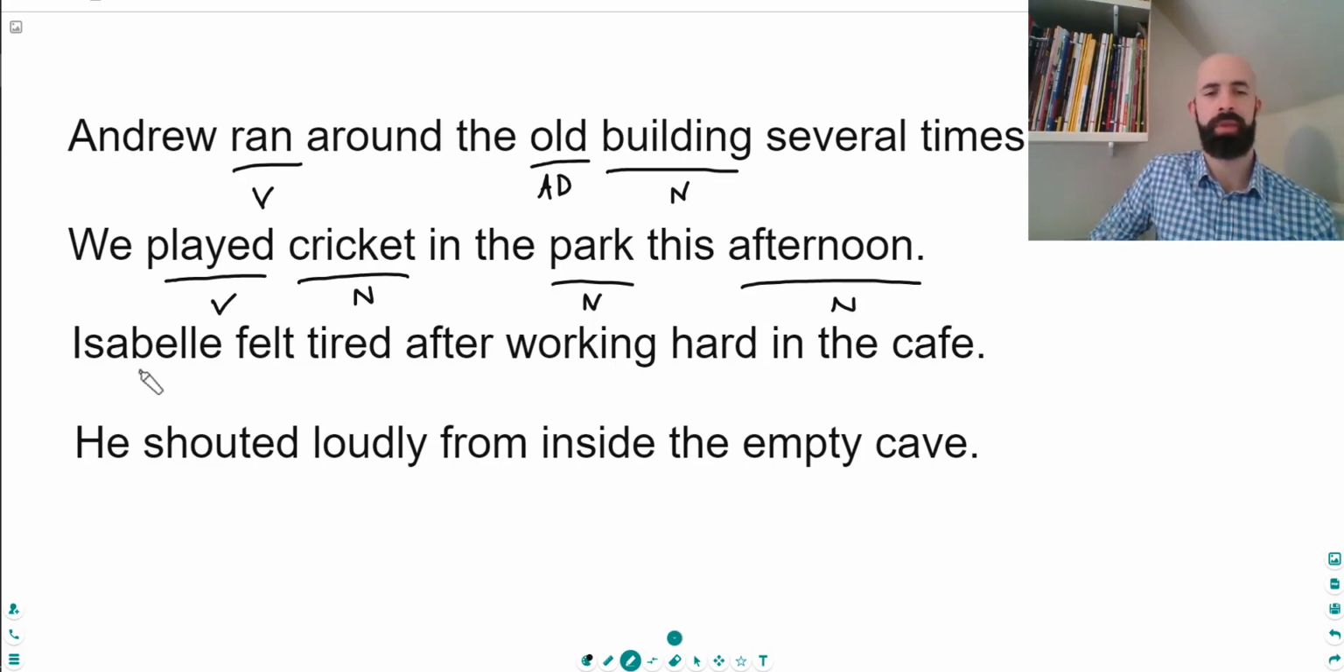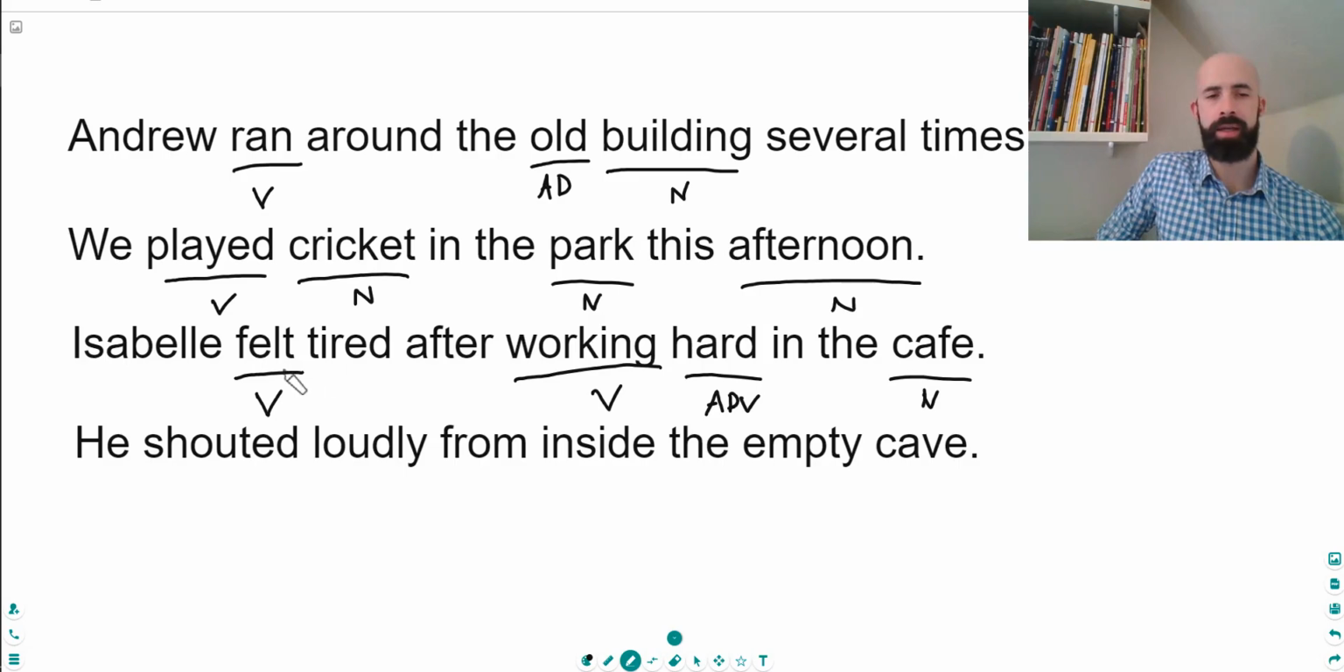Okay, so moving on to the next sentence. Isabel felt tired after working hard in the cafe. So this is a verb of state that we mentioned before, to feel. So we've got a verb there. We've then got another verb here, working. And then we also have our adverb here, working hard. Adverb there. And then lastly, we also have a noun at the end of the sentence there, cafe.